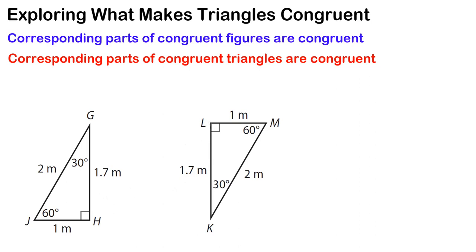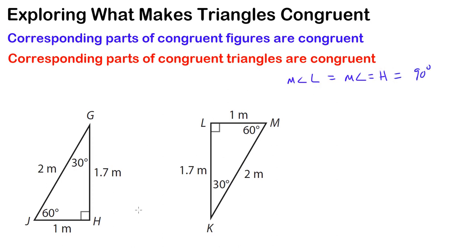Let's start with the angles. So if I look here, I see angle L is a right angle, that means it measures 90 degrees, and angle H is also a right angle that measures 90 degrees, right? So we can say the measure of angle L is equal to the measure of angle H, and they both equal 90 degrees, so we know they're congruent.